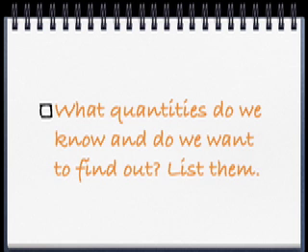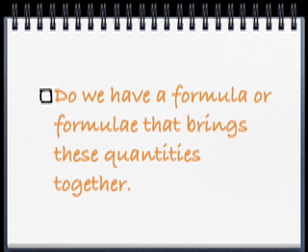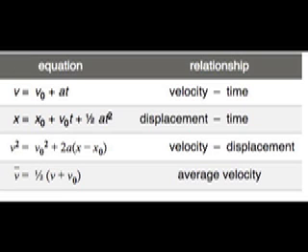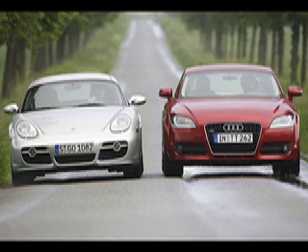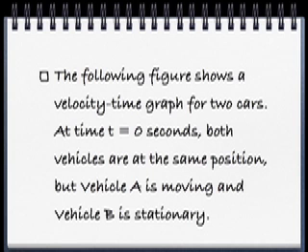What quantities do we know and what do we want to find out, and do we have a formula that puts them all together? You may find these equations useful for answering the following problems. The first problem is a two-car problem. In this problem we're comparing the velocity of two cars.